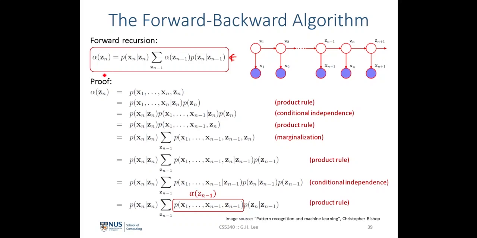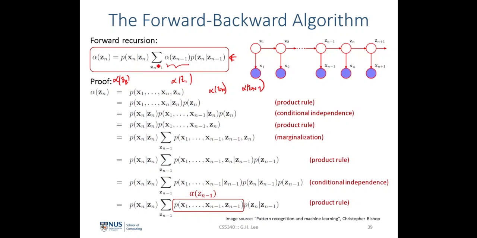The reason for the name forward recursion is that alpha of zn can be computed by recursively computing the previous term, alpha of zn minus 1. So we can start from z1 to compute alpha z1, then alpha z2, and then recursively all the way until we can compute alpha zn from the term alpha zn minus 1. Hence it's called a forward recursion, because we always compute the higher order of z from a consecutive lower order of z.